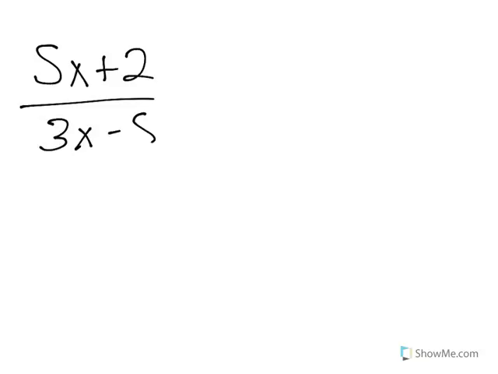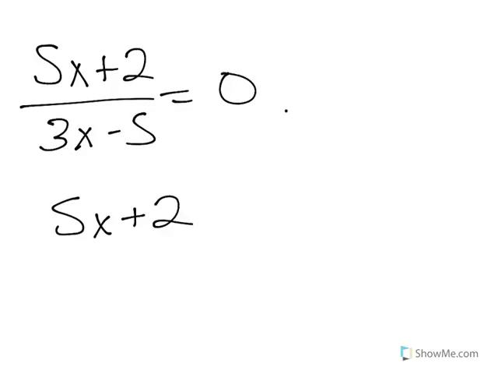So, you might have heard me say that if we were to have, for example, 5x plus 2 over 3x minus 5, and you wanted to find the zero, what you do is just find the zero of 5x plus 2. Well, we'll see why in this video.